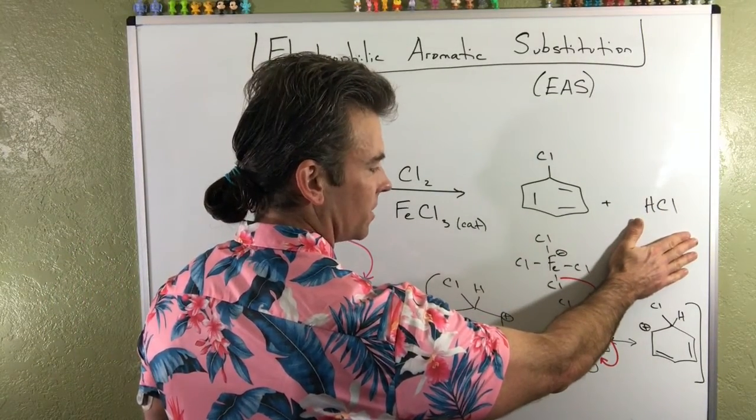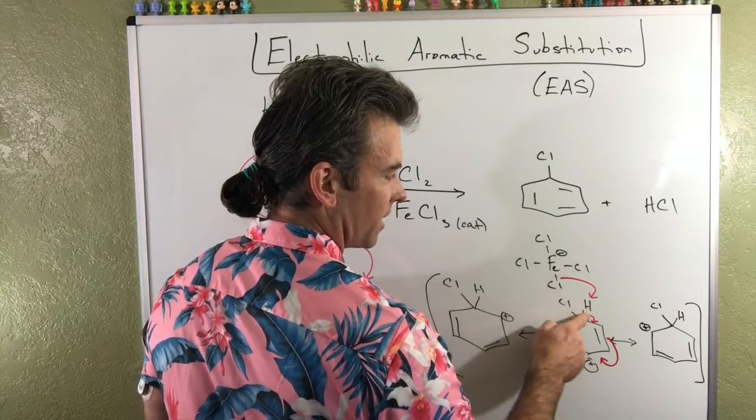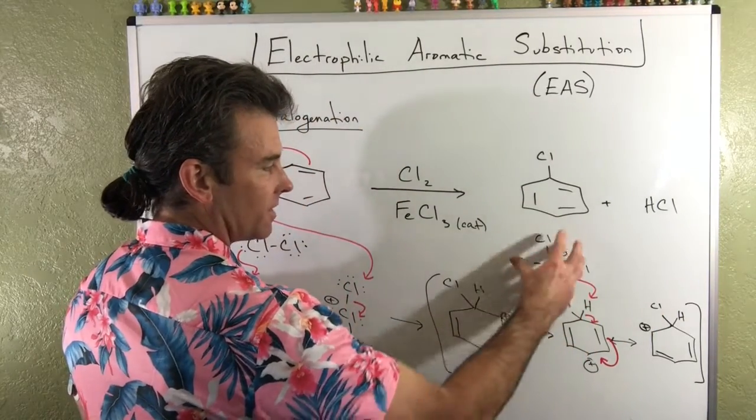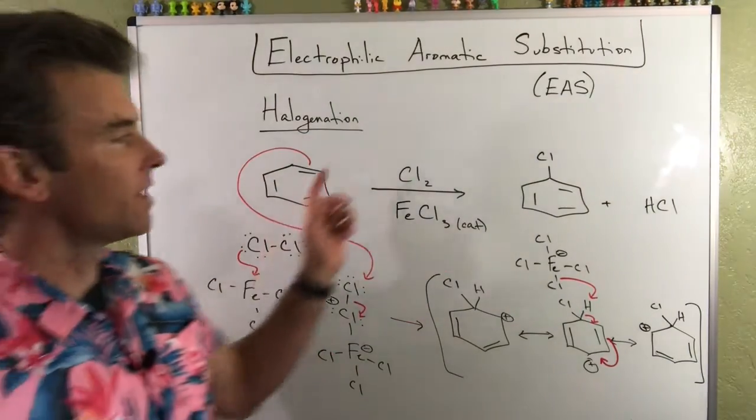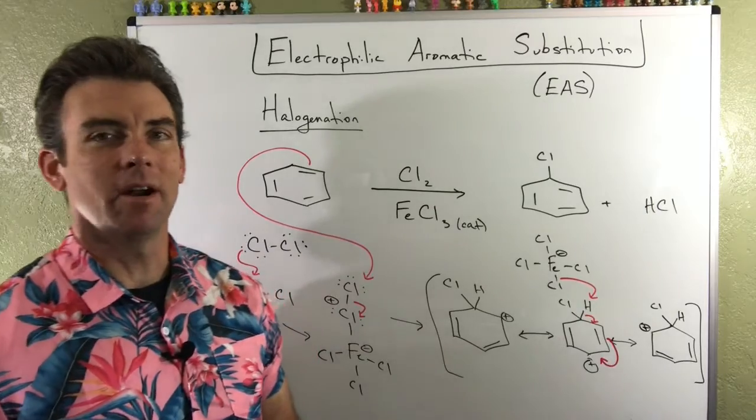consistent with a substitution, right, the HCl forms in this step. We've regenerated our catalyst after this step so that it can then participate in another reaction, and we've successfully put a halogen onto an aromatic system.